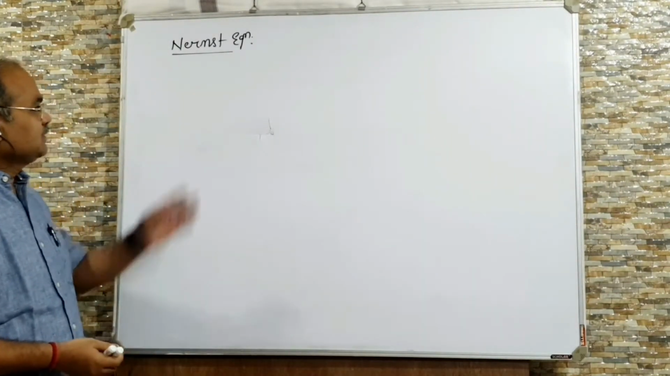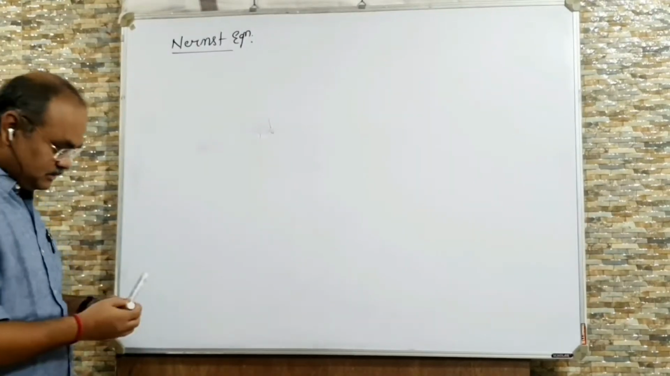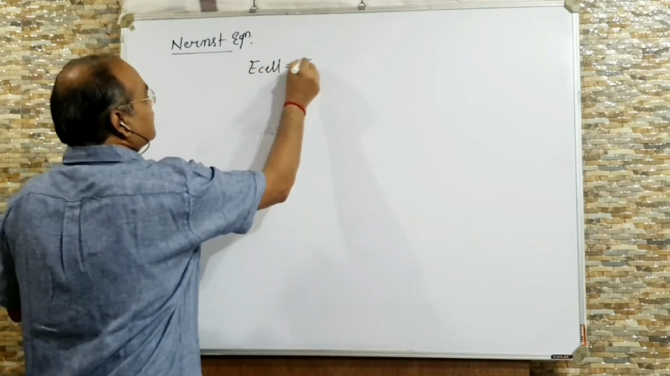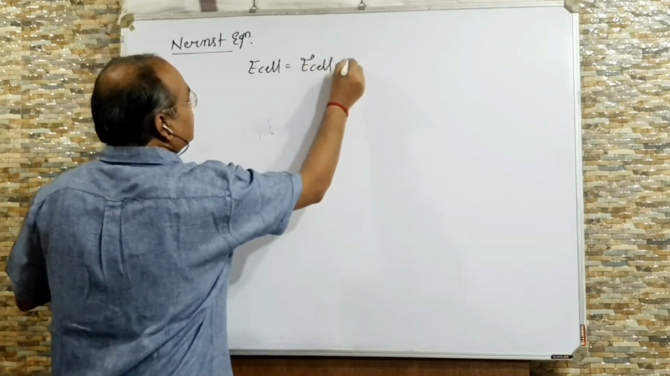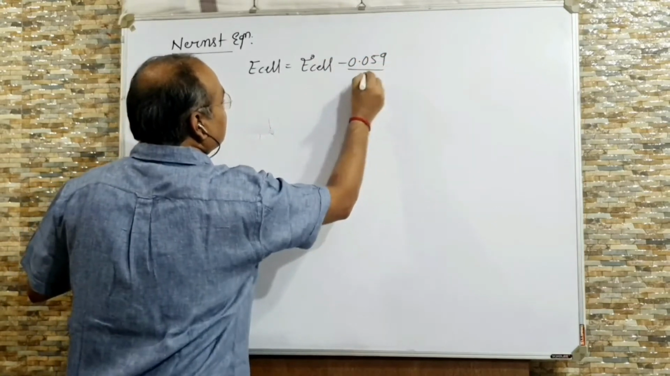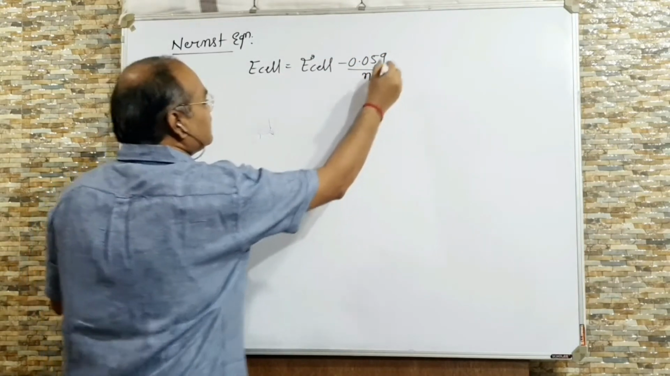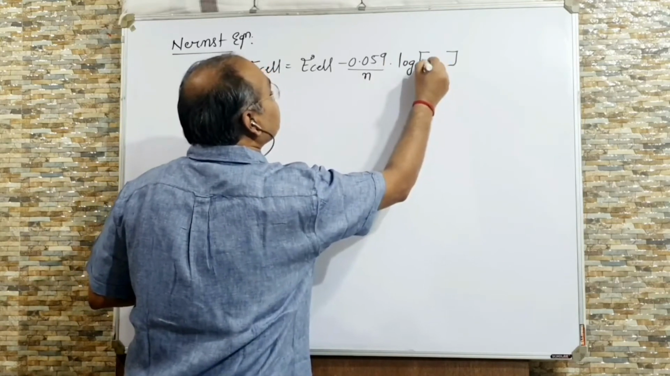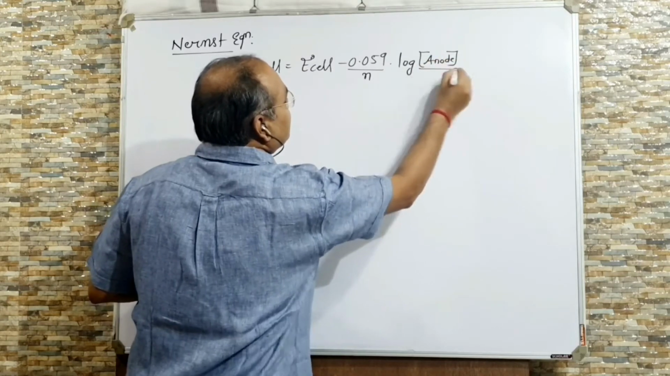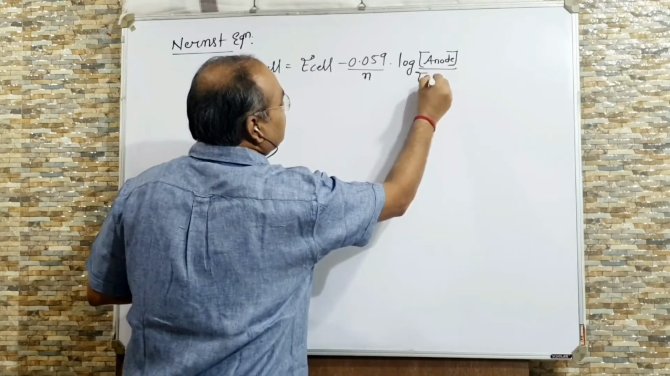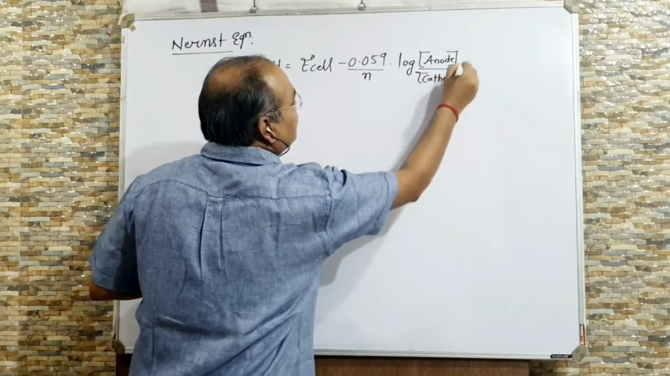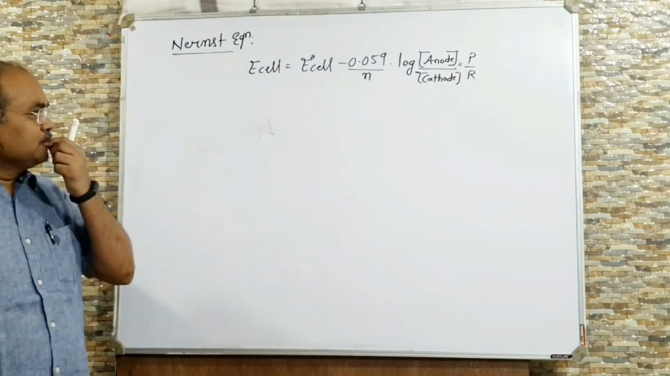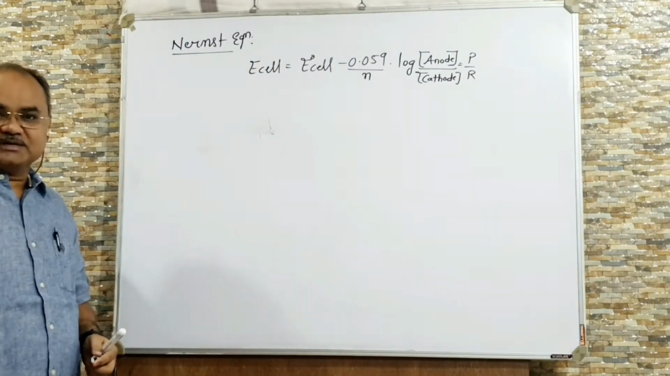Now I'm starting. Yesterday we have done the Nernst equation, right? Again I will write that Nernst equation. E cell is equal to E0 cell minus 0.059 by n into log of concentration of ion at anode divided by concentration of ion at cathode, or you can write product by reactant, right? Now based on this we'll do some numericals, right?